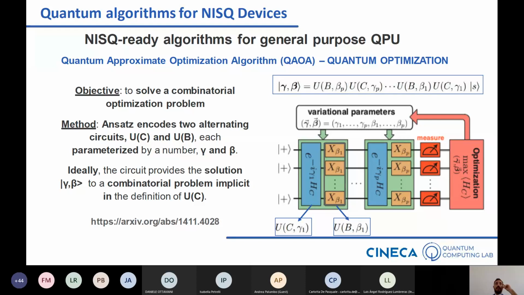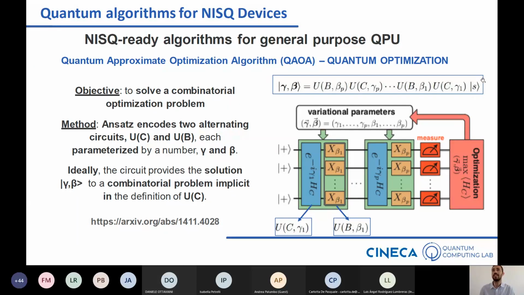In QAOA, the objective is to solve some combinatorial optimization problem, like in quantum annealing, for example. Here the ansatz is done in the way shown on the right. So it's a repeated alternation of two circuits. One is UC and one is UB. You can also see it here.